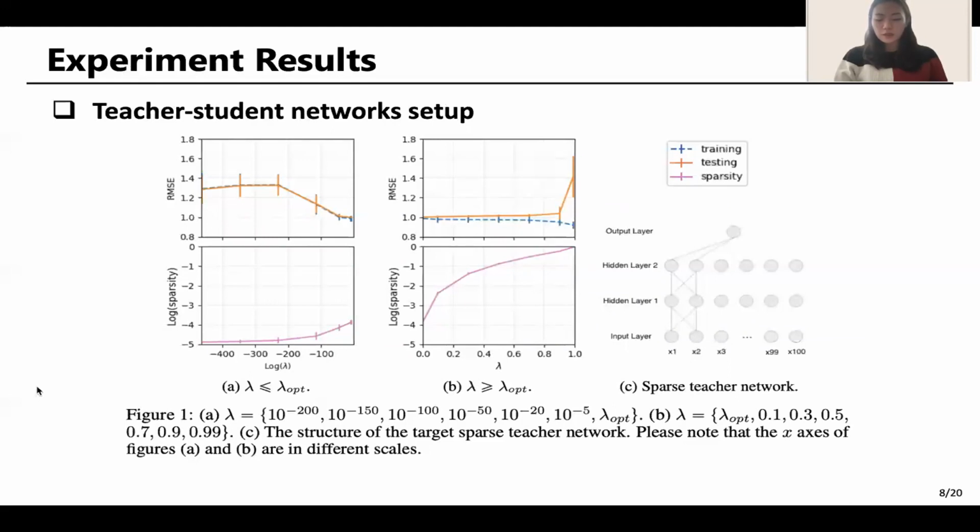These are the experiment results. This work considers two teacher network settings. The first is densely connected, where the network parameters are randomly sampled from a uniform distribution. The second one is sparsely connected with fixed network parameters. This figure shows that an overly small lambda leads to overspecified DNNs with insufficient expressive power, and an overly large lambda leads to overfitting DNNs.